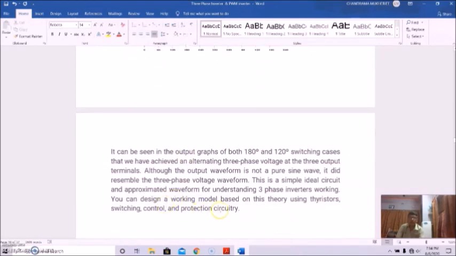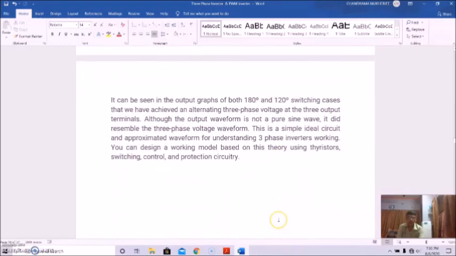It can be seen in the output graphs for both the 180 degree and 120 degree switching cases that we have achieved an alternating three-phase voltage at the 3 output terminals. Although the output waveform is not a pure sine wave, it resembles the three-phase voltage waveform. So this is a simple ideal circuit, approximated for understanding three-phase inverter working. And you can also design a working model based on this theory using thyristors, switching, control, and protection circuitry.